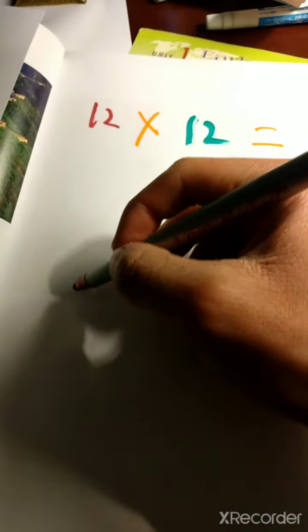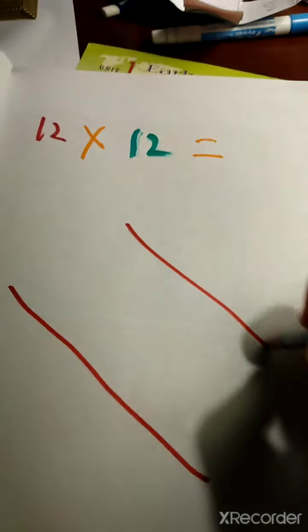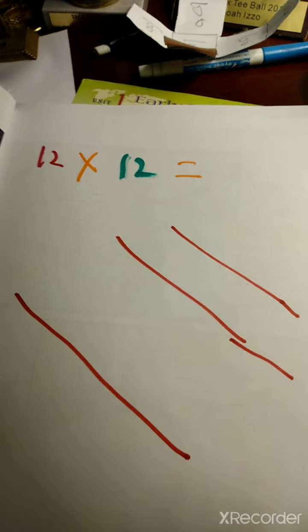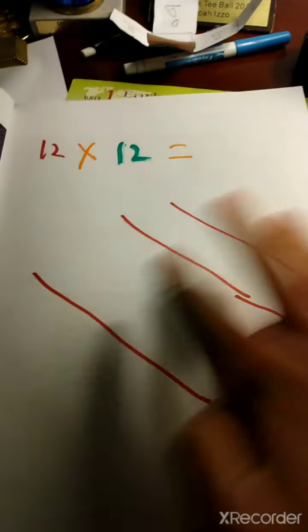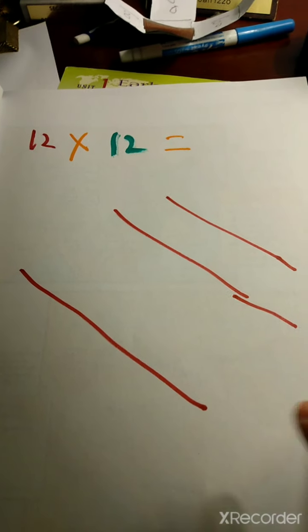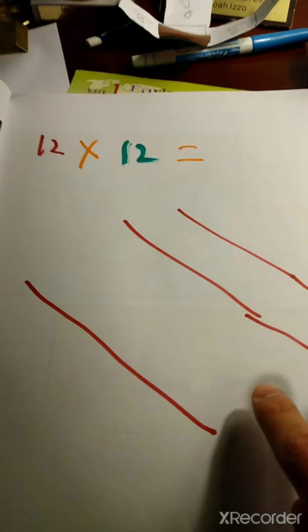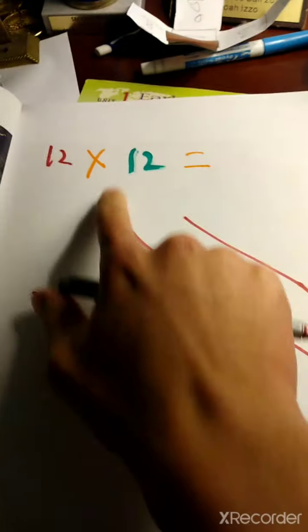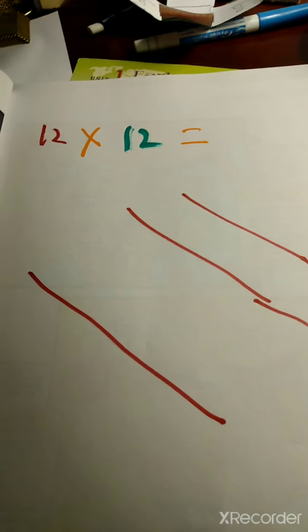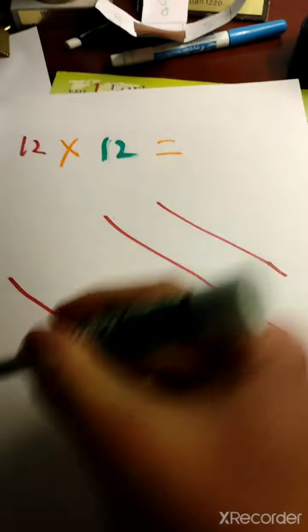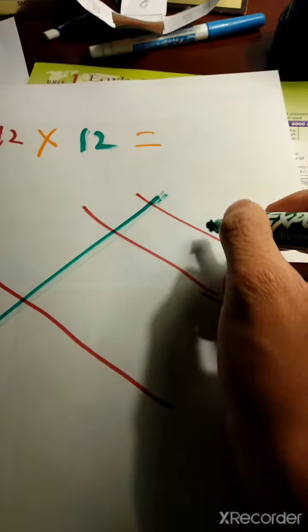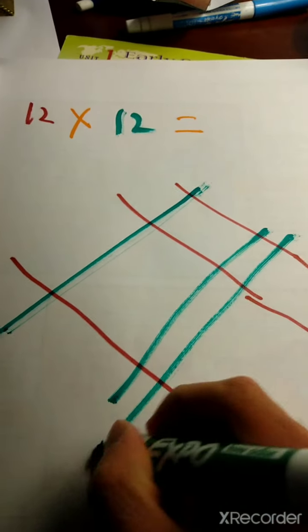So we're going to have to draw 1 line, 2 lines, because instead of the Chinese using the whole quantity, like 12 lines, that would be incorrect. So the Chinese use sticks that represent the digits of the number. And since we're multiplying by the other 12, we're going to have to intersect these lines, 1 and 2.